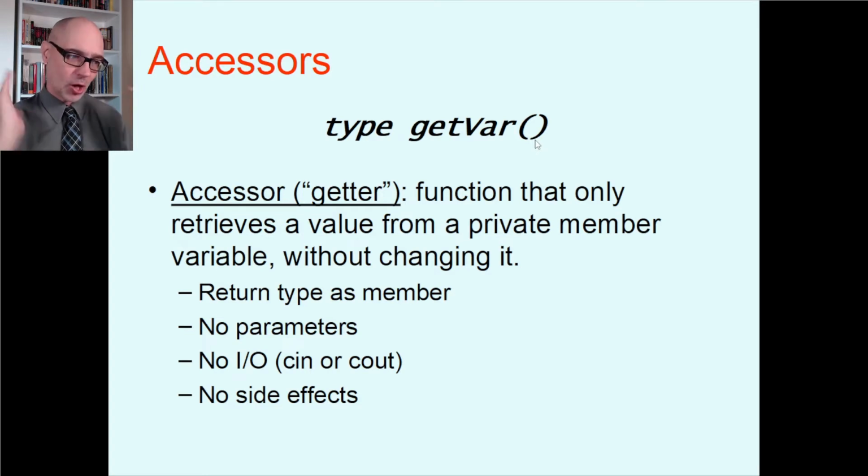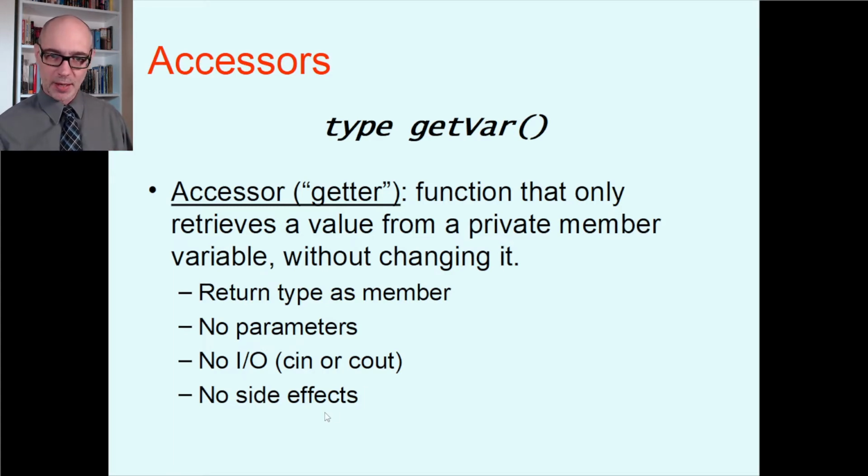The object has already recorded what the width is, right? You don't have to tell it at this point. So the only thing that function has to do is just dig it up in the member data and return it. So as you can see here, our accessors are going to have a return type the same as the member. There will not be any parameters. There should not be any I/O in that function. There's no cin or cout or file handling or anything like that.